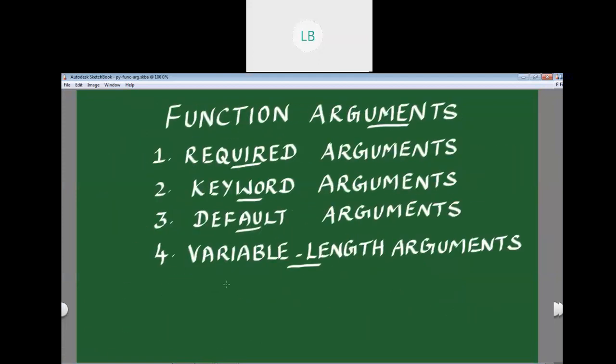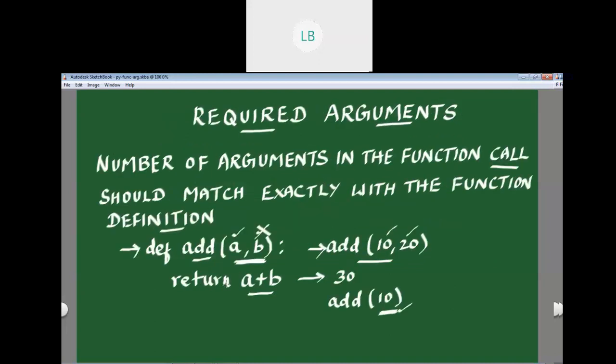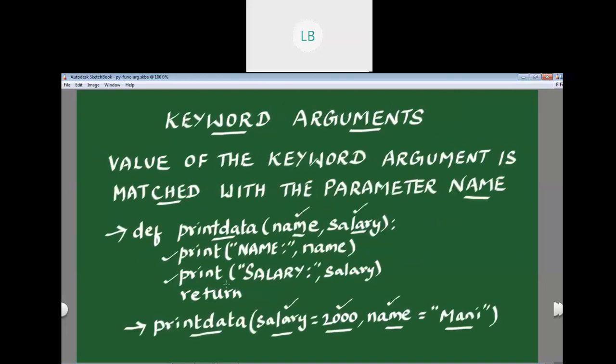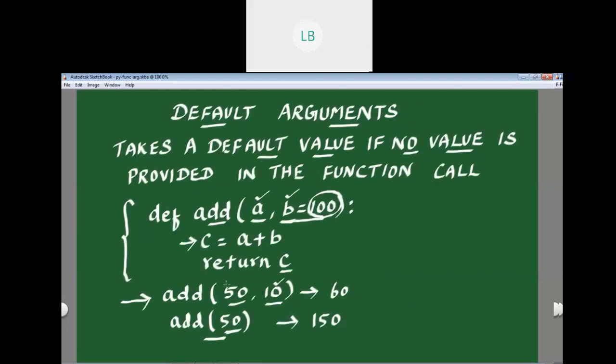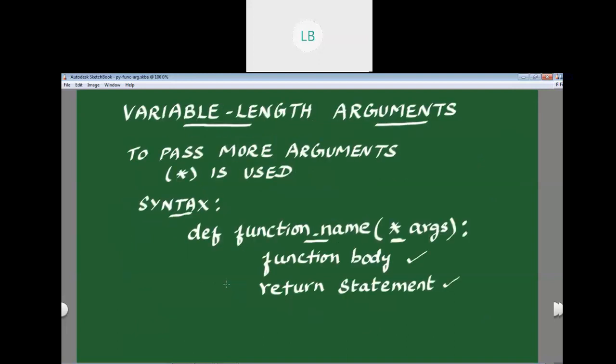So let us have a quick recap. We have 4 types of arguments. Required arguments, where the number of arguments in the function call should match exactly with the function definition. Keyword arguments. Value of the keyword argument is matched with the parameter name. Default arguments. It takes a default value if no value is provided in the function call. Variable length arguments. To pass more arguments, asterisk symbol is used.